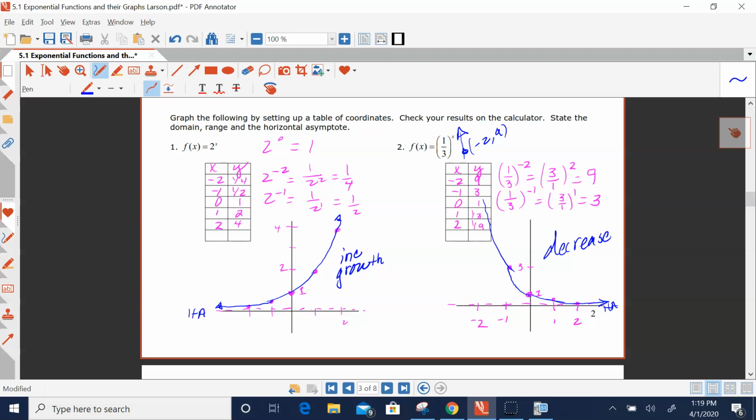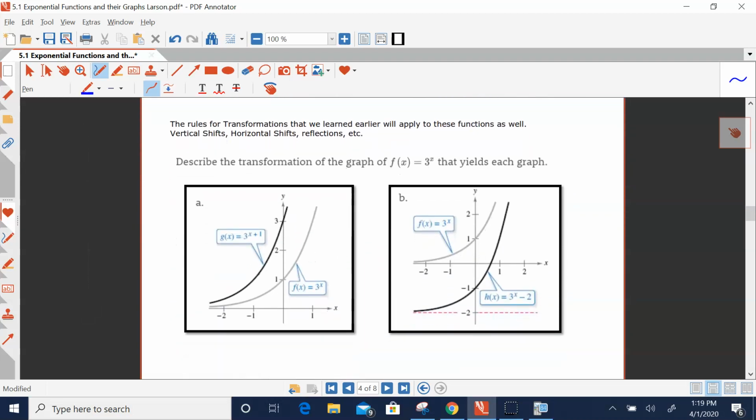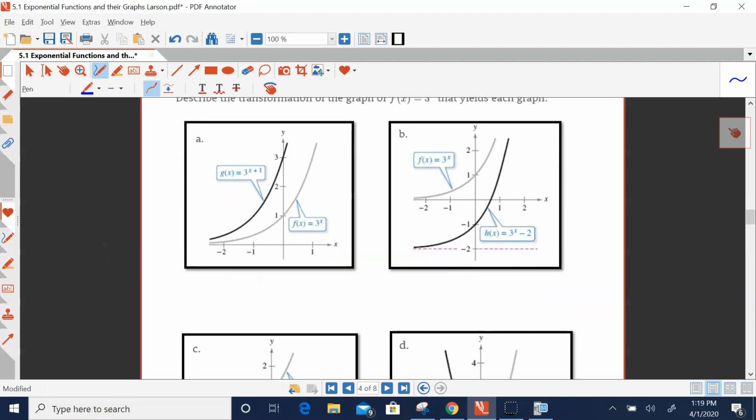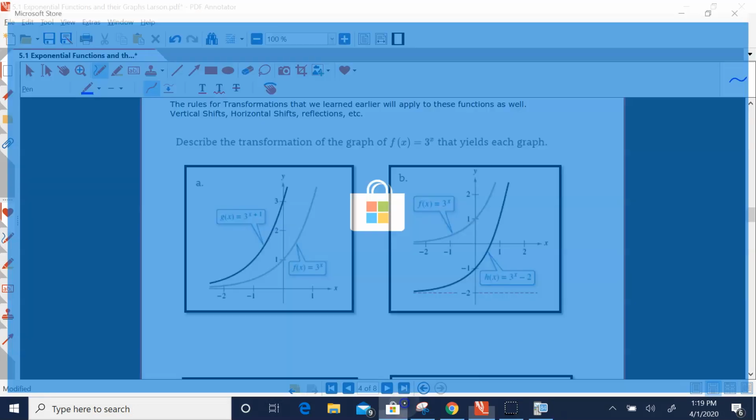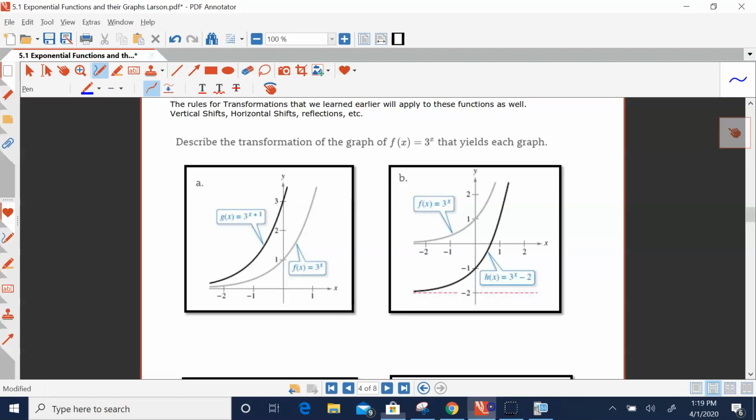So we can do these by hand. We can also put them in our calculator and get the same results. So remember our rules for transformation. I've got two functions and we want to describe the transformations here at the top. So I've got f of x equals 3 to the x, which is this graph here.